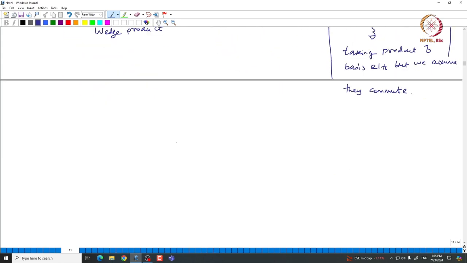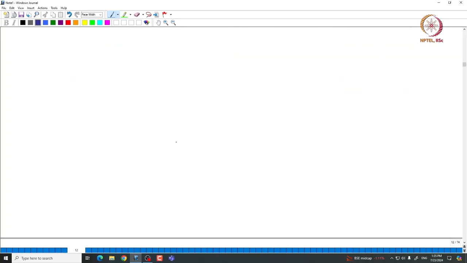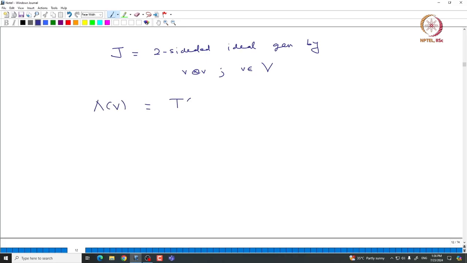How can one construct this using algebraic ideas? Let us start with a two-sided ideal, and call it J. What we want is to declare that whenever two variables repeat, the product should be 0. So you can simply take the two-sided ideal generated by V tensor V, where V runs over capital V. If we go modulo this ideal in T of V, then we get the exterior algebra.